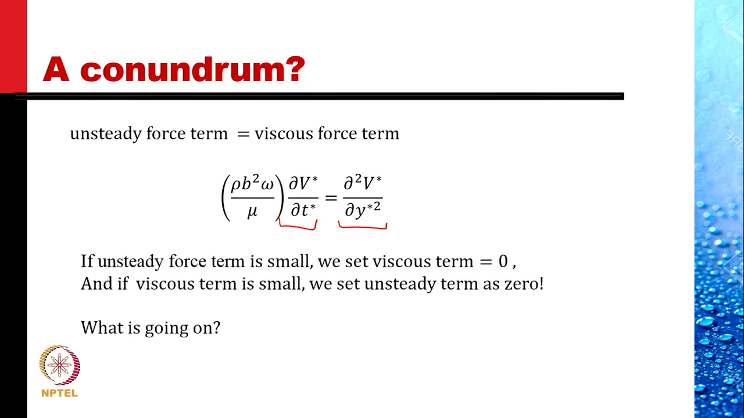If the unsteady term is small, we claim that if this coefficient is small, then the unsteady term is small, and we set the viscous forces to be small. Now, isn't this rather strange? If the unsteady force is small, we should set the unsteady forces to be 0 and not the viscous forces to be 0. So, what is going on?